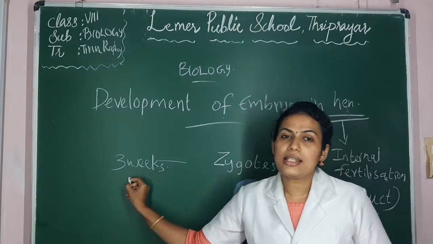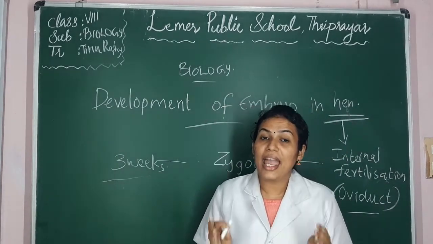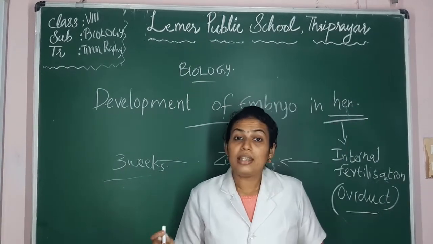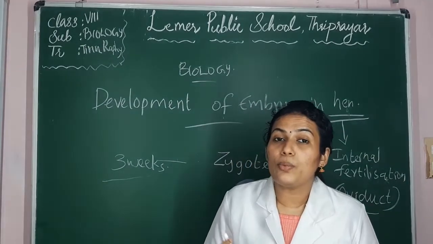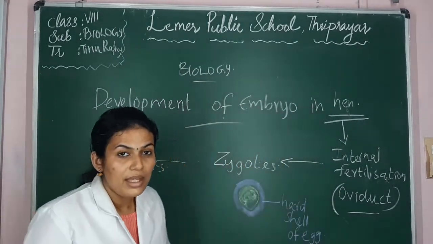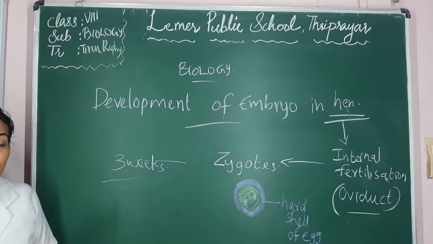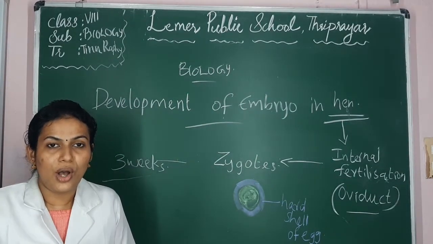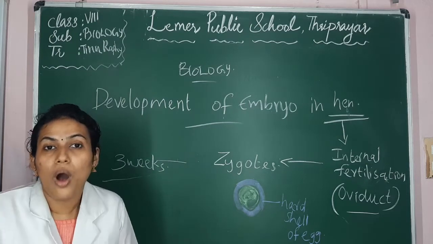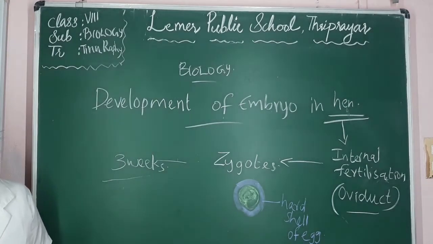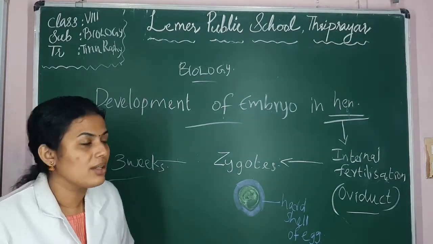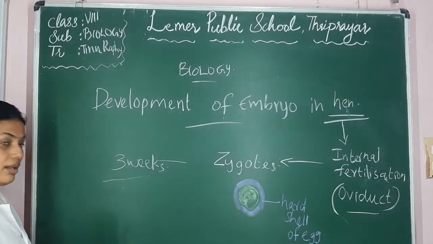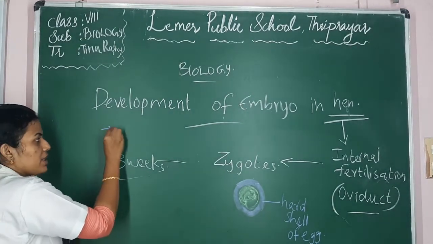So during these 3 weeks, the hen sits on these eggs. They are sitting in order to provide sufficient warmth or heat to the egg. This process of giving sufficient warmth by sitting on the eggs is called incubation. What is it called? Incubation.